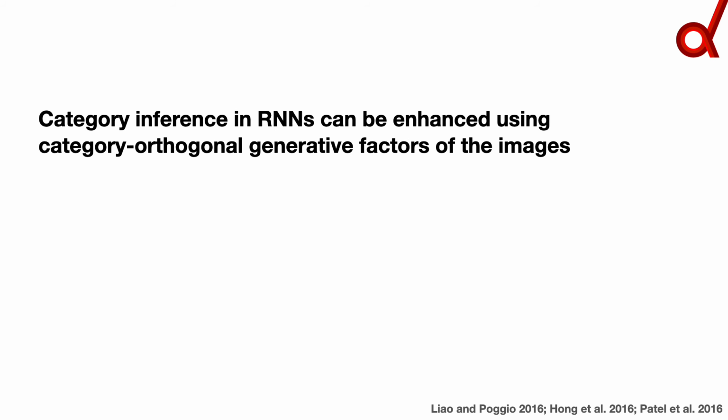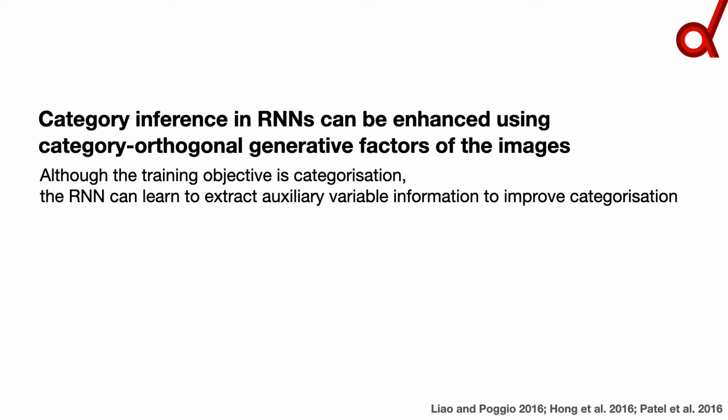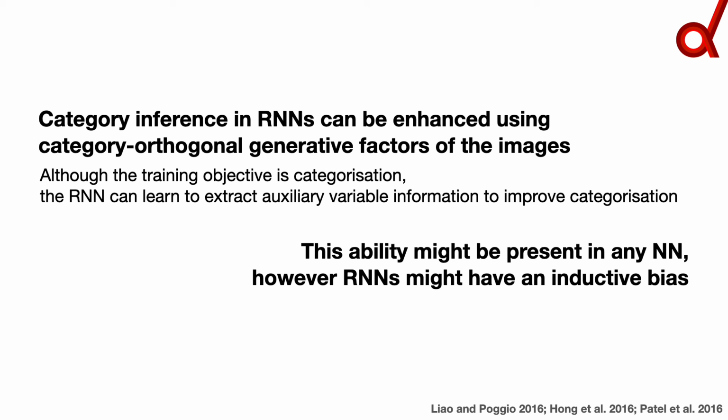Given these results, we can conclude that category inference in recurrent neural networks can be enhanced using category orthogonal generative factors of the images. The cool part is you don't need to actually train the network to use these category orthogonal parts. It actually creates its own implicit goal to perform categorization. We think that this ability might be present in all neural networks. It doesn't have to be a recurrent neural network.